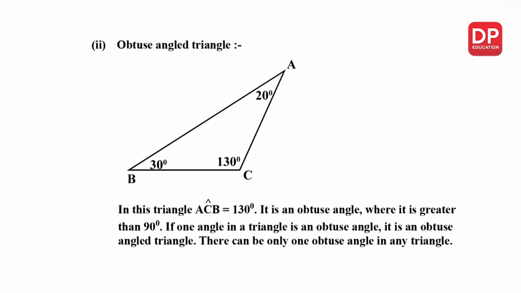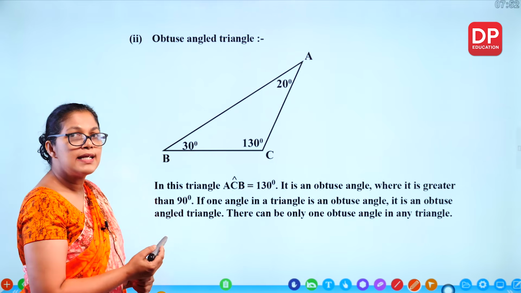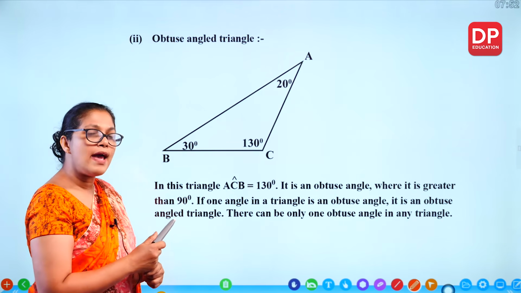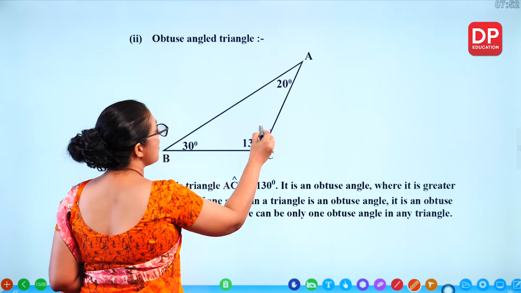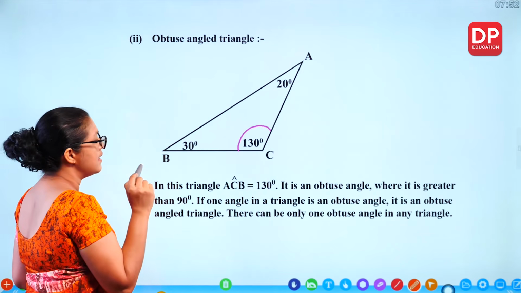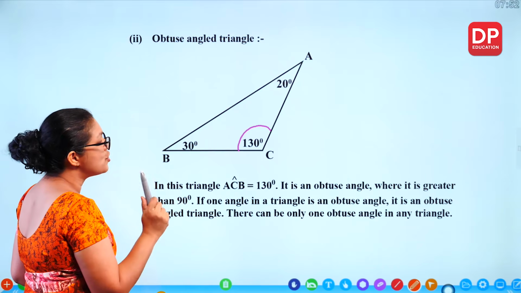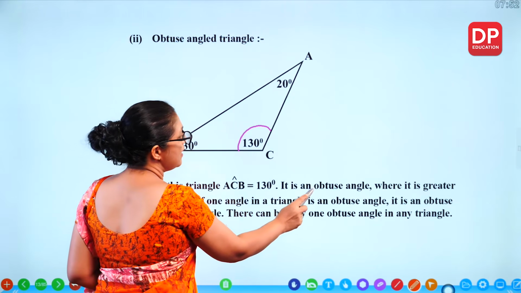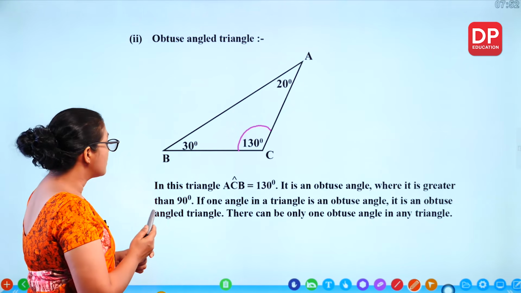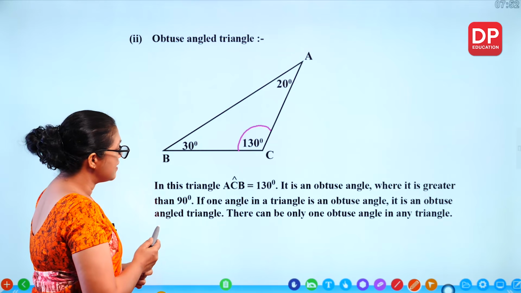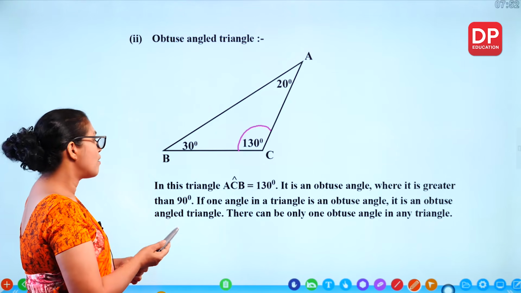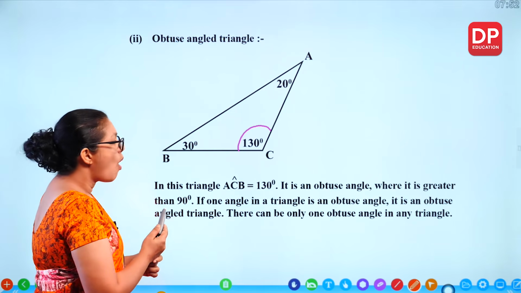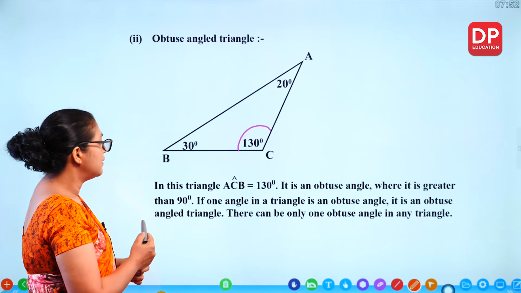Then the other one we call an obtuse angle triangle. What does obtuse mean? An angle more than 90 and less than 180. So in this one, 130 is an obtuse angle, because it is greater than 90 degrees. If one angle in a triangle is an obtuse angle, we call it an obtuse angle triangle.